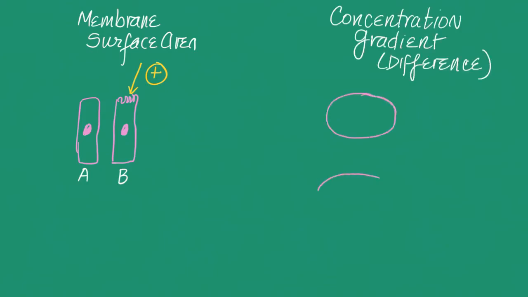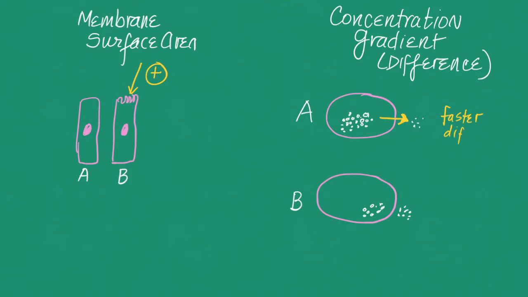Now let's take a look at concentration gradient or concentration difference. We'll take a look at two cells. The first cell that you see here has many molecules on the inside and fewer molecules on the outside. So the difference between the inside and outside in cell A is quite high. In cell B, on the other hand, the difference in concentration between the inside and outside is much less. So the diffusion rate in cell A is much higher, it's faster, because it has a high concentration gradient.